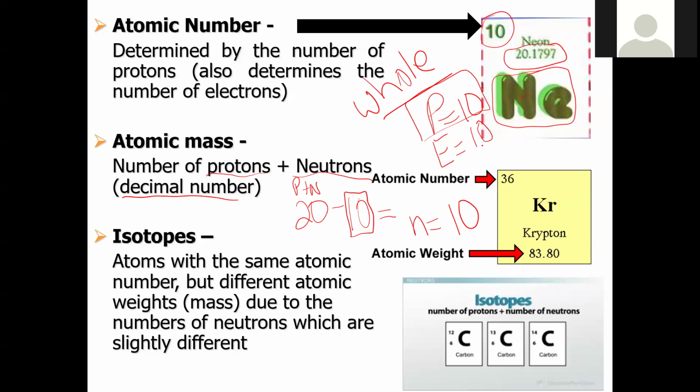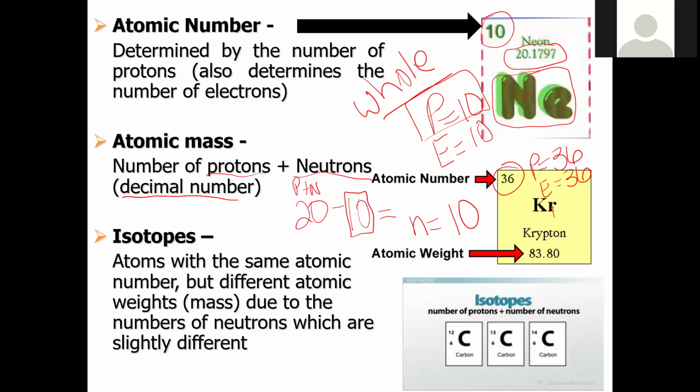Krypton, let's look at this one. Whole number is the atomic number. Tells you right then and there. You have 36 protons and you have 36 electrons. Because unless you are told otherwise, and that's usually in chemistry when this is told otherwise, you're going to have the same number of protons as you do the number of electrons.